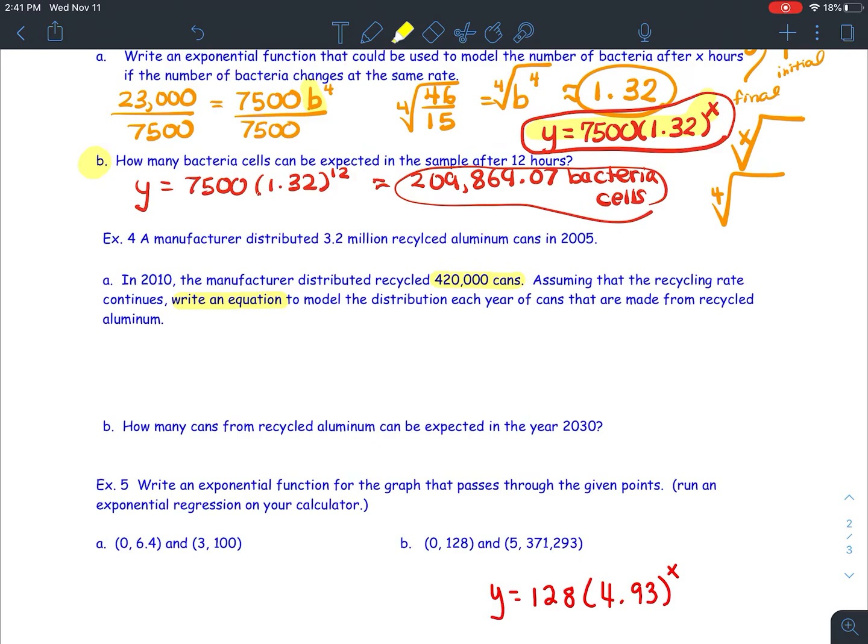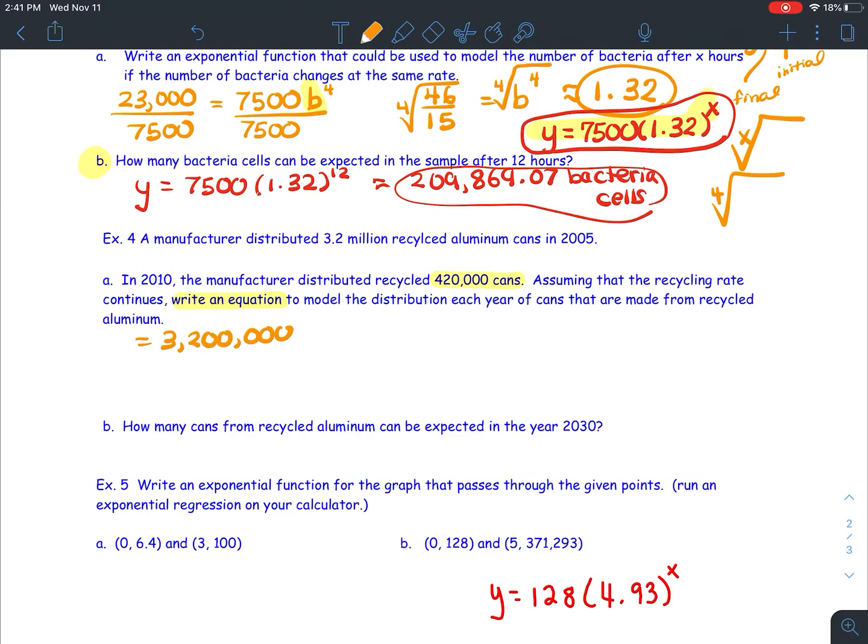Okay, so again, this is going to be very similar to the previous problem. We want to take what was the amount of recycled cans that he did initially. Well, that was the 3.2 million. I'm going to go ahead and fill it in. 3.2 million would look like that if we wrote it out. Oh, I got this backwards, I'm sorry. Initially, the 3.2 million should go over here.